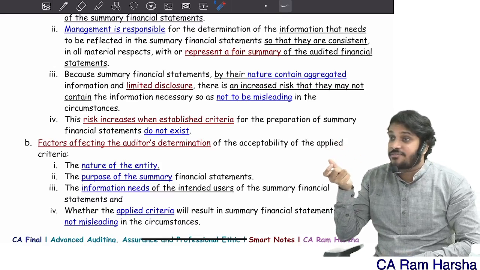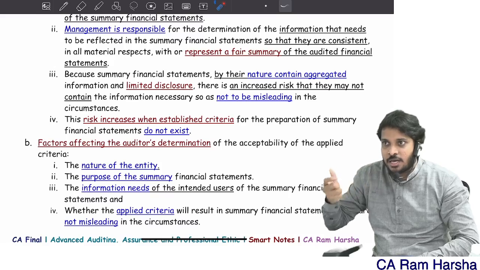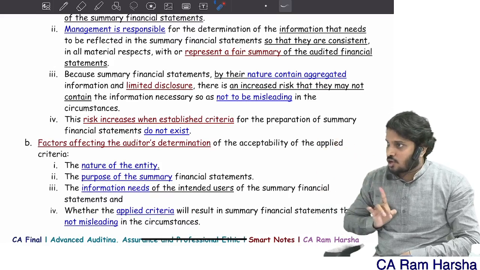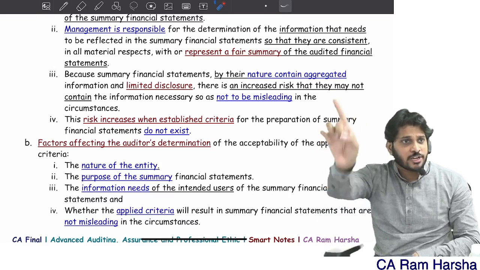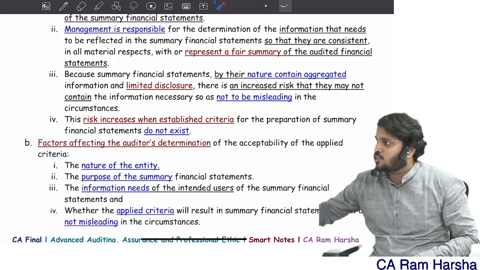Whereas in normal audited financials, we show information disaggregated: from related party how much, from others how much, more than 6 months how much, less than 6 months how much, considered good how much, considered doubtful how much, secured how much, unsecured how much. This much detail I will show in audited financials.